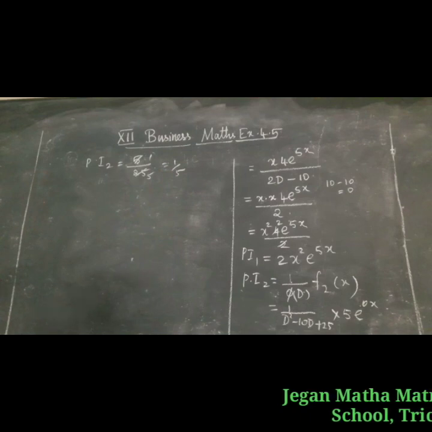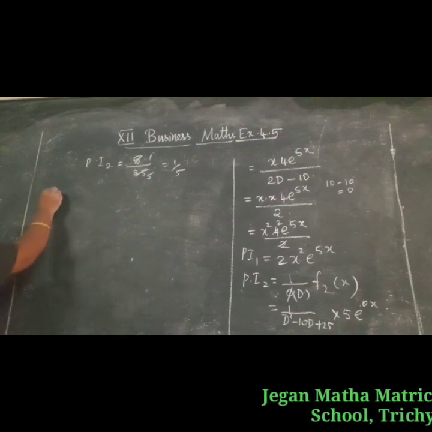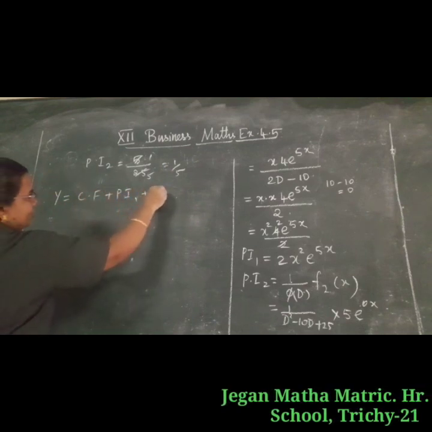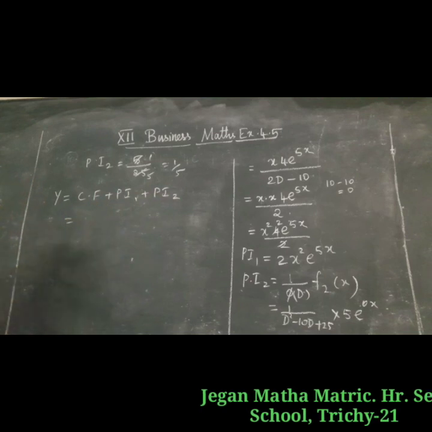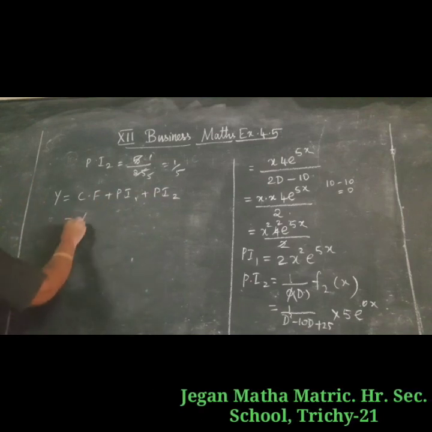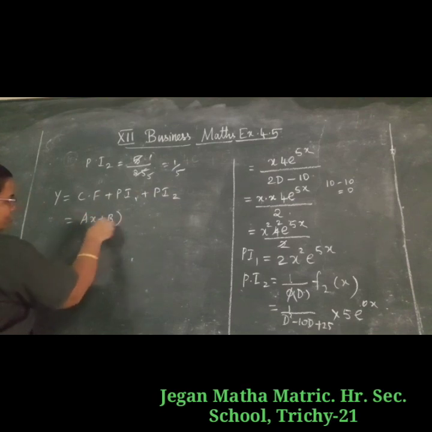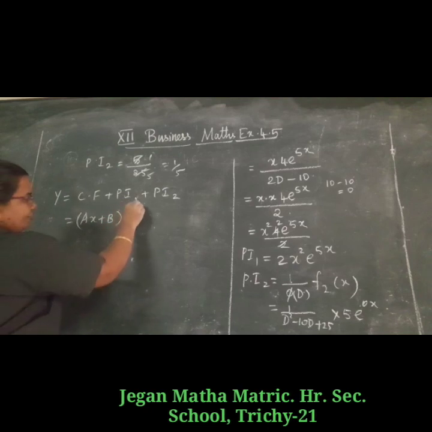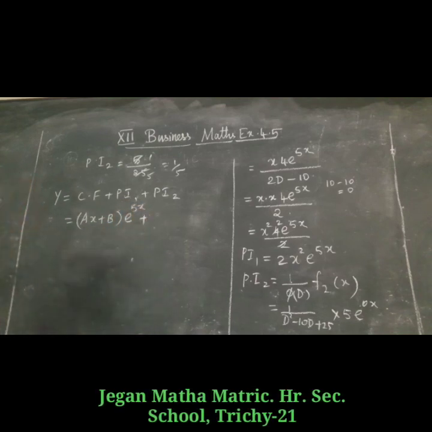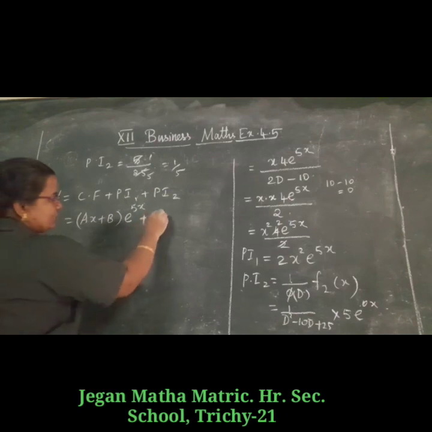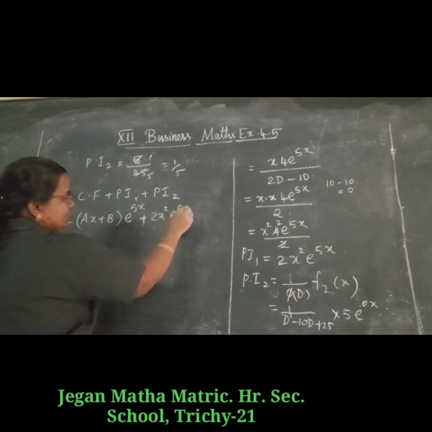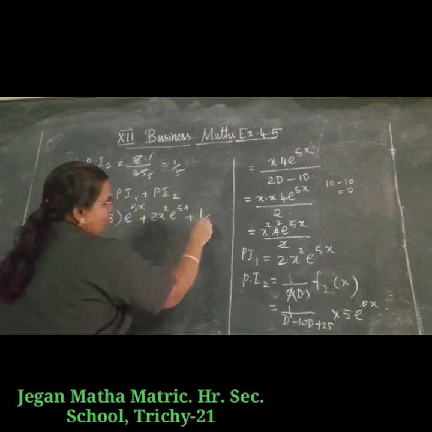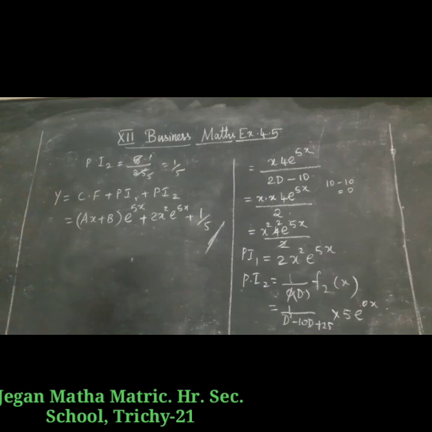So what is the general solution? General solution is y is equal to CF plus particular integral 1 plus particular integral 2. So that is equal to, what is CF, we already found out, that is (Ax plus B) into e power 5x, alpha is 5. So e power 5x, plus particular integral 1, which we already found out, 2x squared into e power 5x, plus 1 by 5, that is particular integral 2. This is the answer for the question.